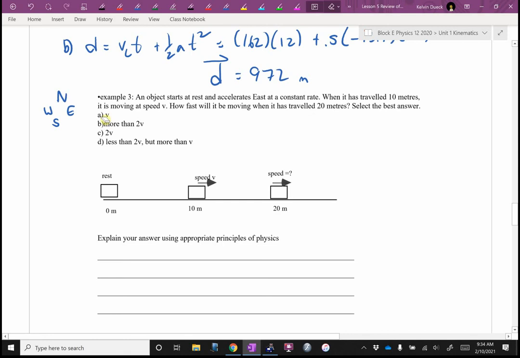A, v. B, more than 2v. C, exactly 2v. Or D, less than 2v, but more than v. In other words, same speed, more than twice as fast, exactly twice as fast, faster but not twice as fast. Once again, we're going to vote. How high you hold your hand up is how sure you are of the answer. So if you're accelerating at a constant rate, if you go twice as far, are you going twice as fast or not? Who says, no, Mr. Duke, obviously the answer is A. You're going to go the same speed, A.